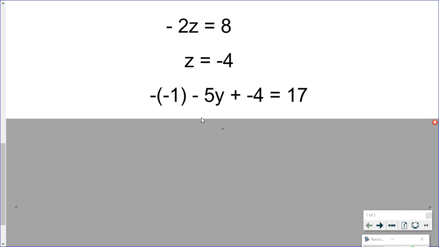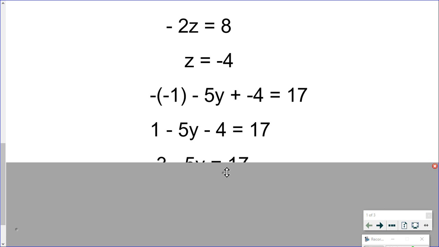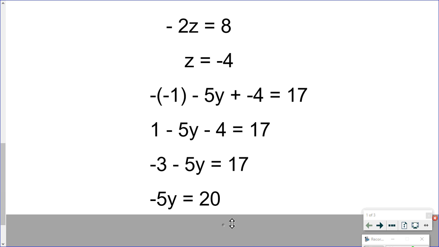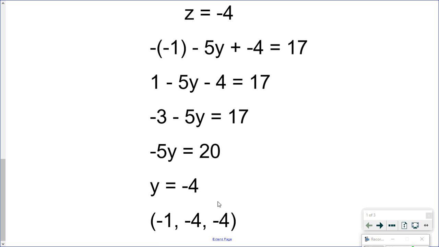And then I solve for y. Negative 1 is positive 1, so I have 1 minus 5y minus 4 equals 17. 1 and negative 4 combined is negative 3, so negative 3 minus 5y equals 17. Add the 3, negative 5y equals 20. Divide then by negative 5, and we get y equals negative 4. And just like with last lesson, we write the solution as an ordered pair. And again, it's alphabetical order, so x, y, z. Negative 1, negative 4, negative 4.